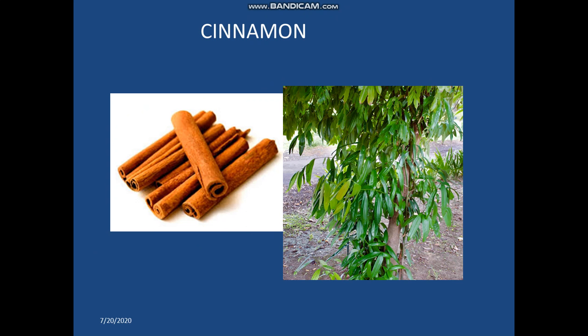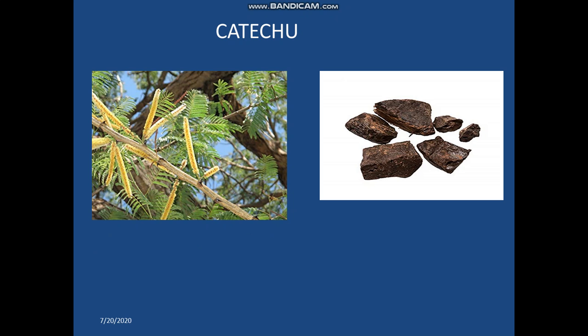Frequently been used as an aromatic, as a condiment, as a spice. Again, black katachu. This is katachu. There are basically two types of katachu: black katachu and pale katachu. Black katachu, even in Himachal Pradesh we have several areas, Kangra and Hamirpur. There are huge katachu forests there. This plant belongs to the family Leguminaceae, used as an astringent.